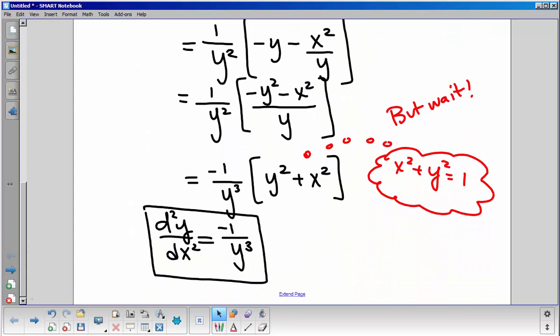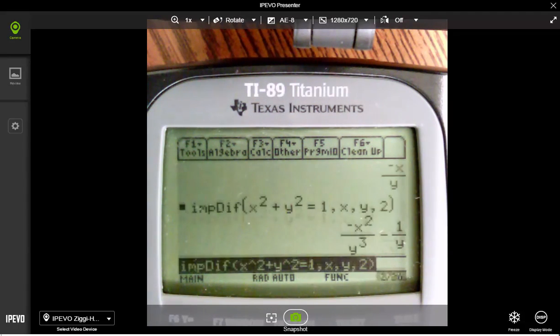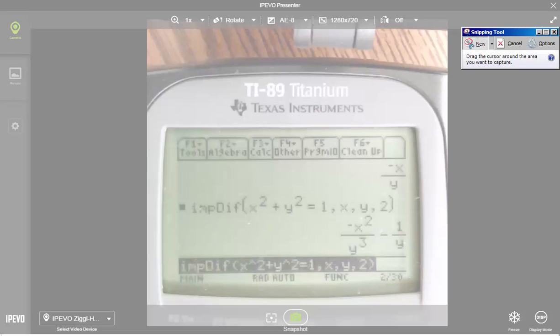Now, how do we find the second derivative? Comma 2. Okay, so we're going to take our calculator and hop down inside the parentheses and go comma 2. Press enter. Now this one looks vastly different, doesn't it? Yes, very vastly.